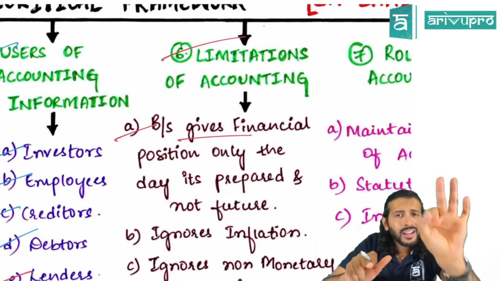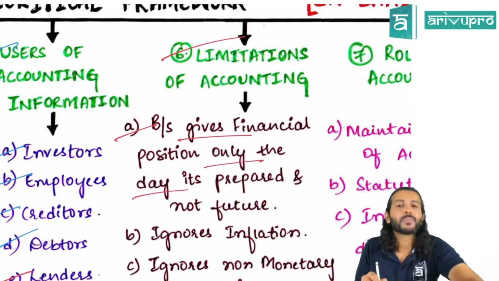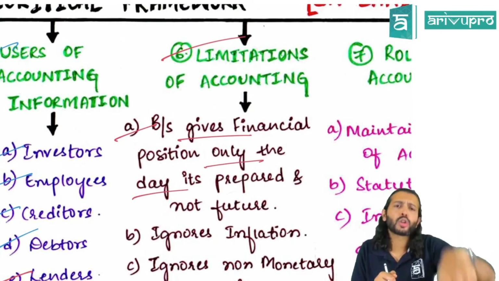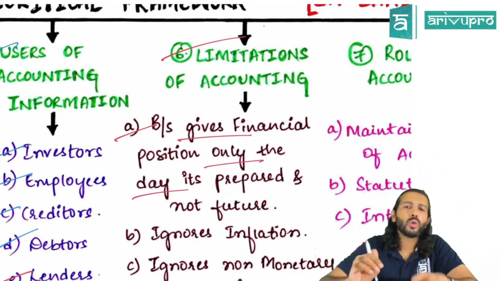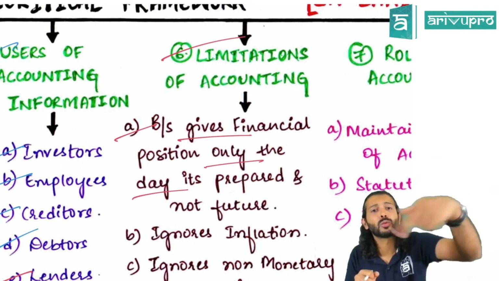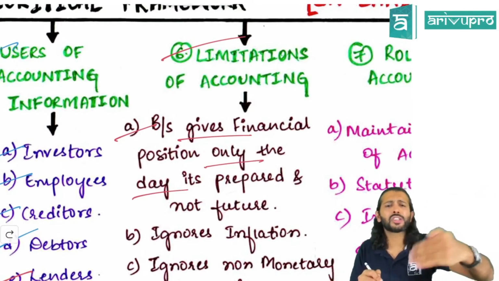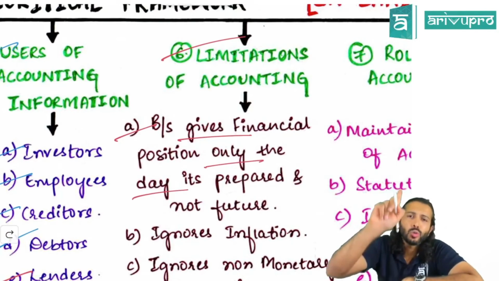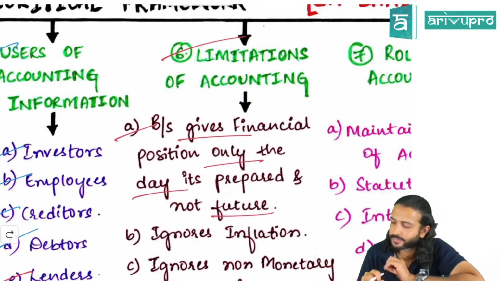But the balance sheet is true only for that day. If you prepare a balance sheet today, then that balance sheet is valid only for today. If you prepare a balance sheet on 31st March, then it is true only for 31st March. The next day you cannot utilize the 31st March balance sheet. Numbers would have changed. That is one disadvantage of the balance sheet, because you prepare it using accounting. The balance sheet will give you the financial position only for one day. It will not give it for the future. That is one disadvantage.